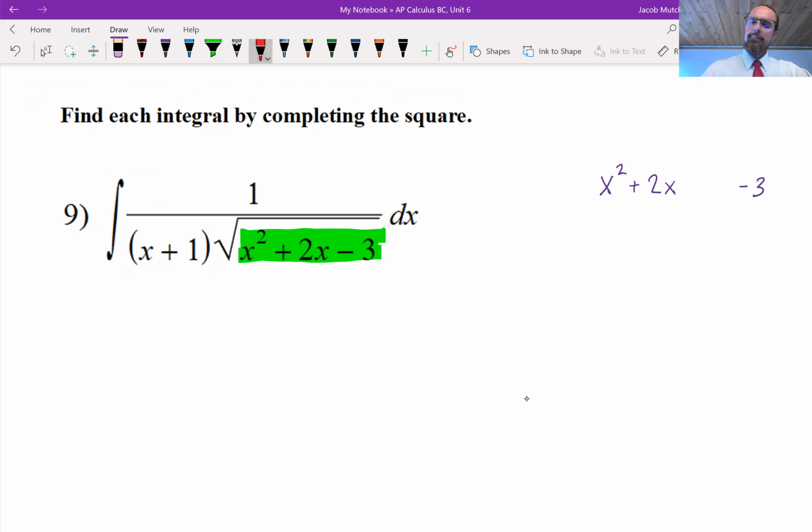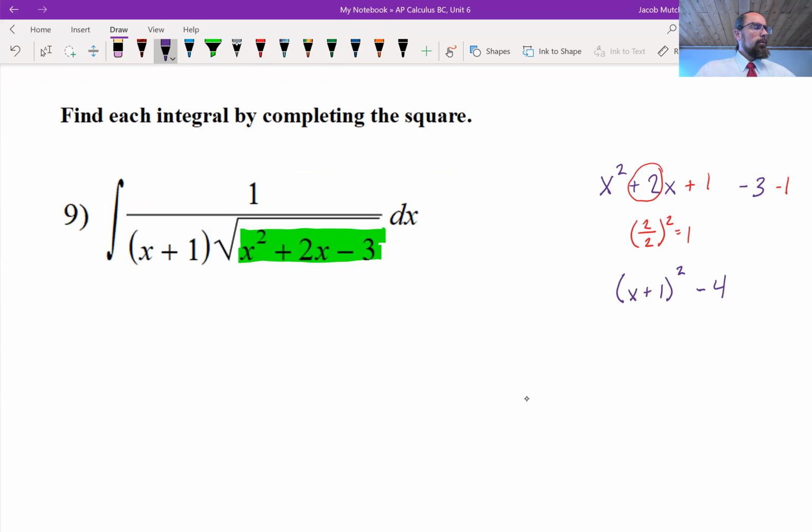I'm going to take my b term plus 2, divide it by 2, and square it. That's going to give me 1. So I'm going to add 1 and subtract 1. Again, I'm just keeping the balance there. I can factor that first part: x squared plus 2x plus 1, that quadratic is x plus 1 squared. And then minus 3 minus 1 is minus 4.